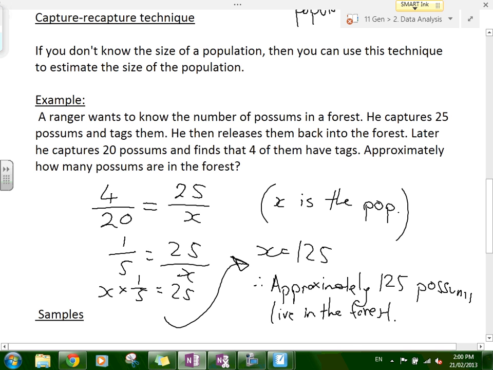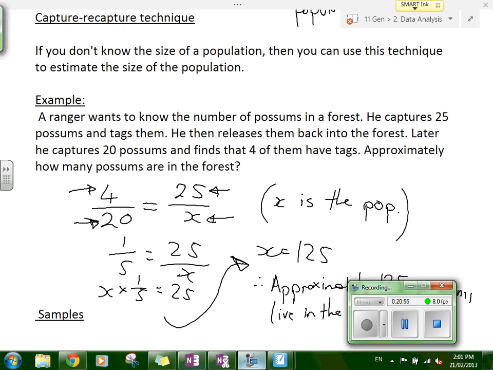So the idea of the capture-recapture technique is that the ratio of the tagged animals out of the total number you capture the second time is the same as the ratio of the number that you tagged out of the whole population. Listening, guys. And so you use that to solve to find the whole population. Alright? That's just a very brief look. We're back to 4.4.